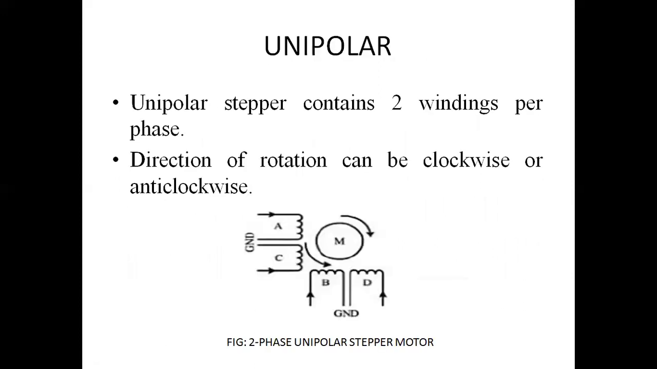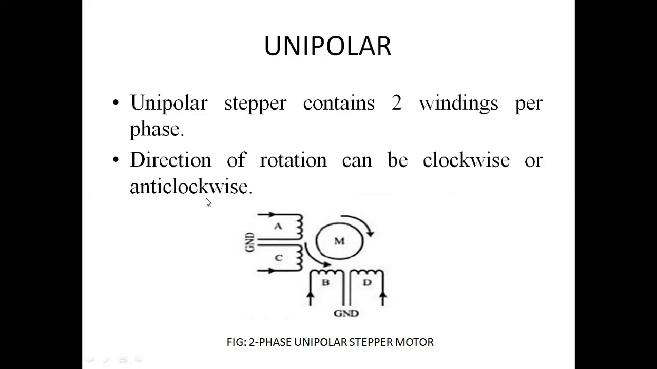What do you mean by unipolar stepper motor? A unipolar stepper motor contains two windings per phase. See, this is one phase where we have two windings, A winding and C winding, and the second phase has B and D windings. The direction of rotation can be clockwise or anti-clockwise.